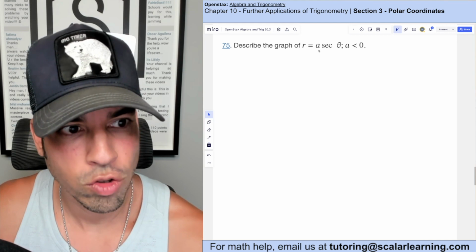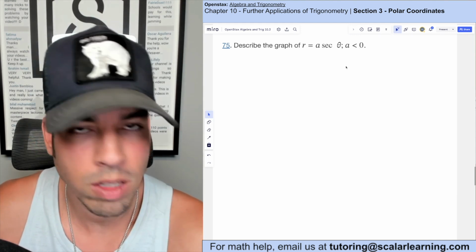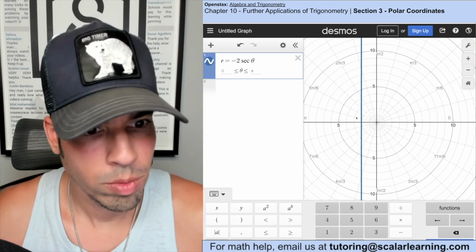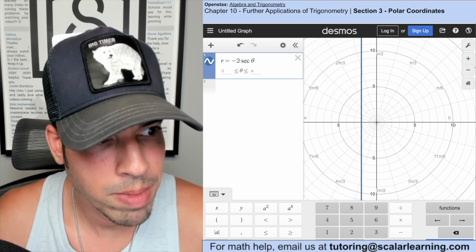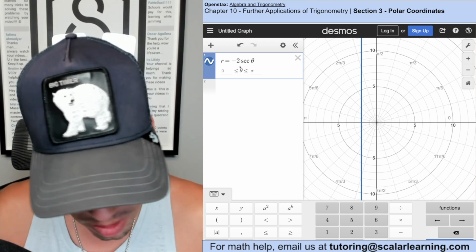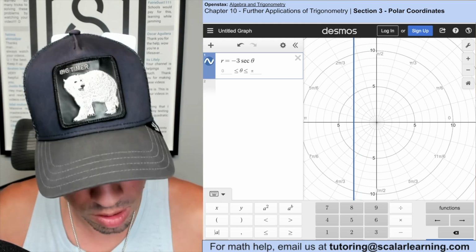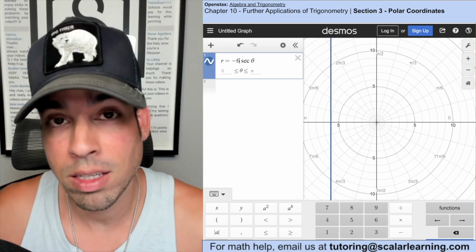So for this one, it says describe the graph of r equals a secant theta, where a is negative. So let's plug this into Desmos and let's look at it. So there we go. There's the graph, and it just looks like a vertical line. And for this one, when I made a negative 2, it looks like it's 2 units to the left. Let's make it negative 3. Now we go 3 units to the left. How about 6? 6 units to the left. So that's how it's affected. That's how you can describe it.